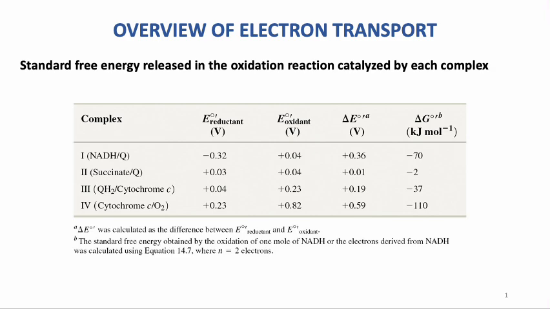While in complex 3, there is again an energy of about minus 37 kilojoule per mole released, and so is the case with complex 4, minus 110 kilojoule per mole. So complexes 1, 3, and 4 are associated, as you will see later, with the creation of a proton gradient and with the synthesis of ATP, while complex 2 is not.